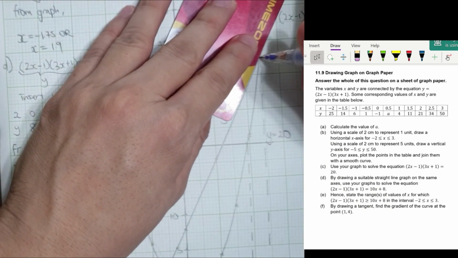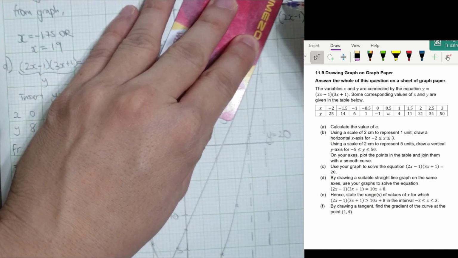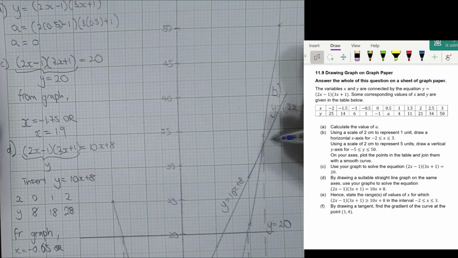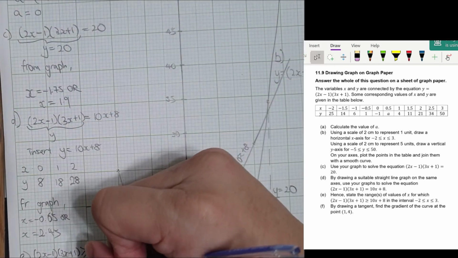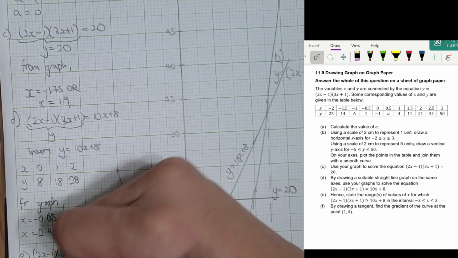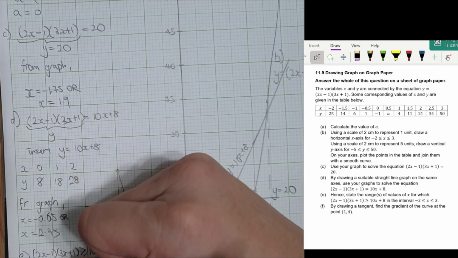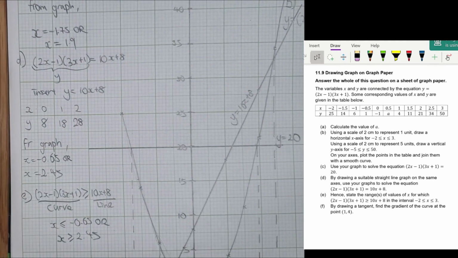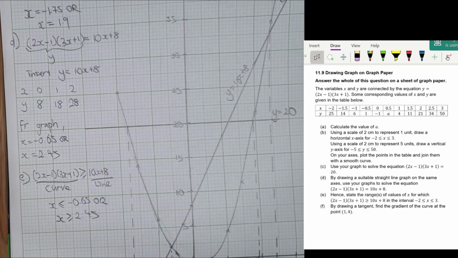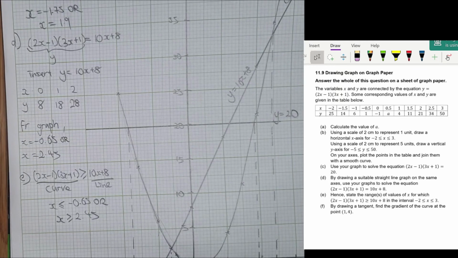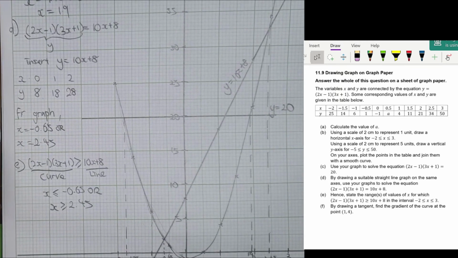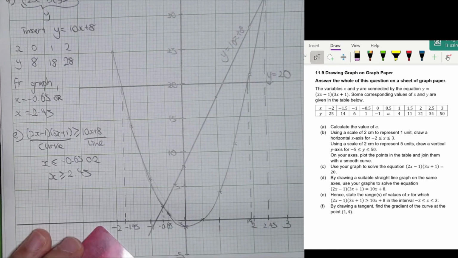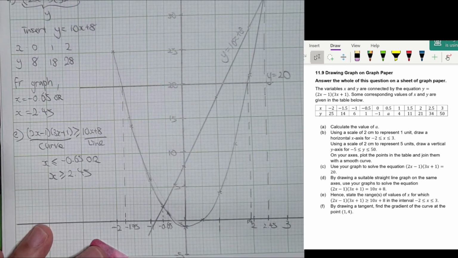And the last part is here. If I extend the line longer, these are the part that the curve is on top of the line. Okay, so all x greater or equal to 2.45. So when it's an inequality, ask yourself, when is the curve greater than the line, or vice versa? Depends on what kind of question they want. And the last part, drawing a tangent at 1,4.